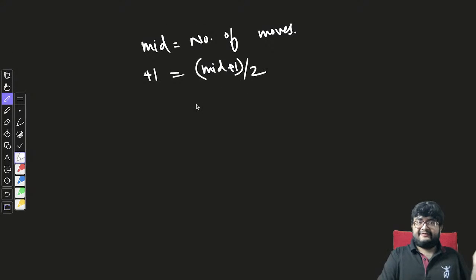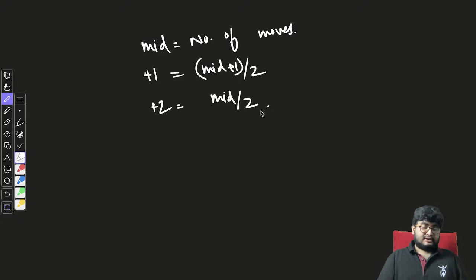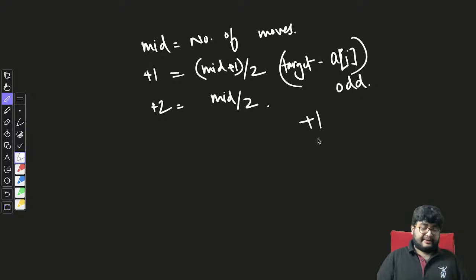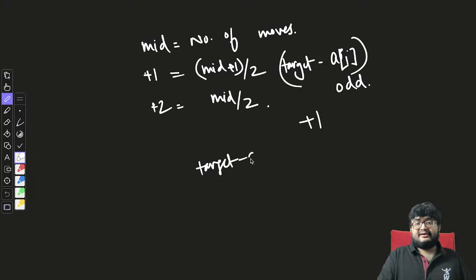We have already, if there are m moves, (m+1)/2 will be plus 1 moves. Plus 2 moves will be how many? m/2. Now we can just check, and we'll have the number of plus 2 moves or plus 1 moves that we need, right? Because when the difference, so we are going to some target minus a[i]. When this is odd, we need some plus 1 moves. When target minus a[i] is even, we can just complete them with plus 2 moves.